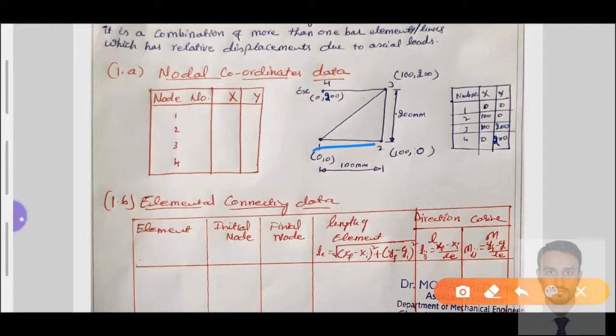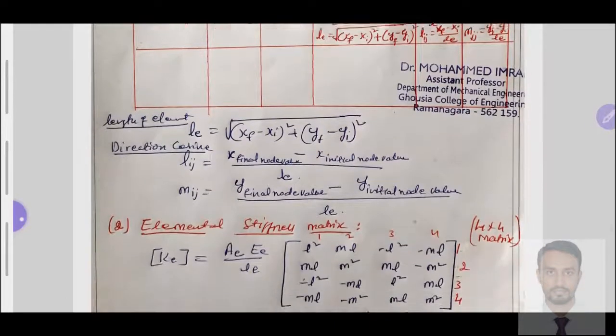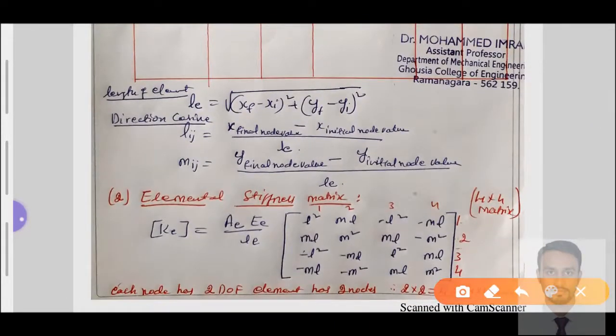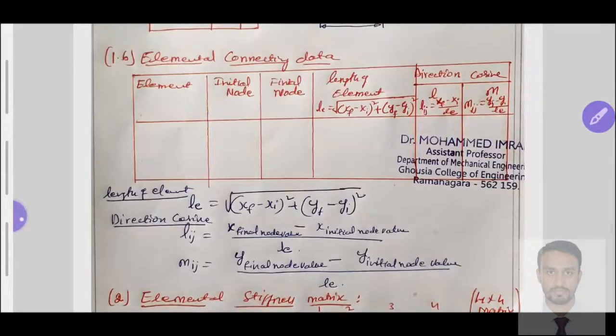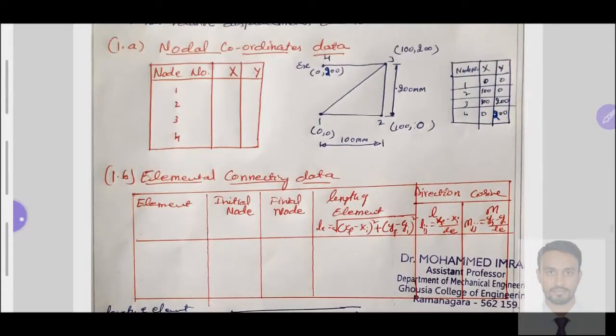By using this, first I'll define what is meant by nodal coordinate data. Then we'll go for elemental connectivity data. These two tabular columns are very important to get the elemental stiffness matrix for a given truss element. We will get the area of cross section and Young's modulus from the given problem. The effective length of the element and the direction cosines of each element we need to find. For this requirement of the elemental stiffness matrix, these two tabular columns are required.